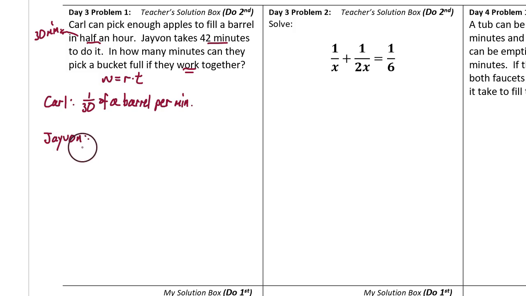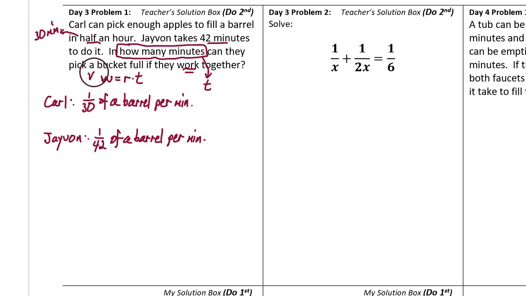Let's model Javon's rate of picking apples in the same way. If it takes Javon 42 minutes to fill a barrel, then he can fill 1/42 of a barrel each minute. The question asks, in how many minutes will it take these 2 boys to fill a barrel with apples? This is a time. Let's choose the variable t to represent this unknown amount of minutes.